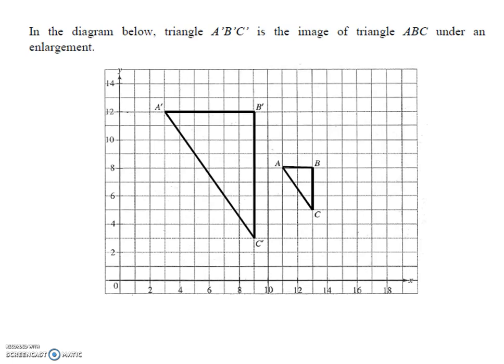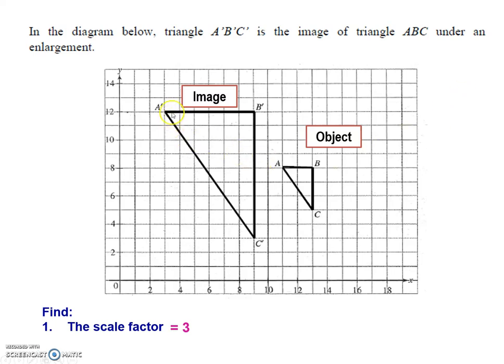Last question for today. The diagram shows triangle A'B'C' is the image of triangle ABC under an enlargement. The question asks you to find the scale factor. So the object and the image are given. So the scale factor is 3. How can it be? Because the length of this side is 1, 2, 3, 4, 5, 6. So we simply divide by the length of the object. Remember the formula is k equals I divided by O. So 6 divided by 2 will give you 3.